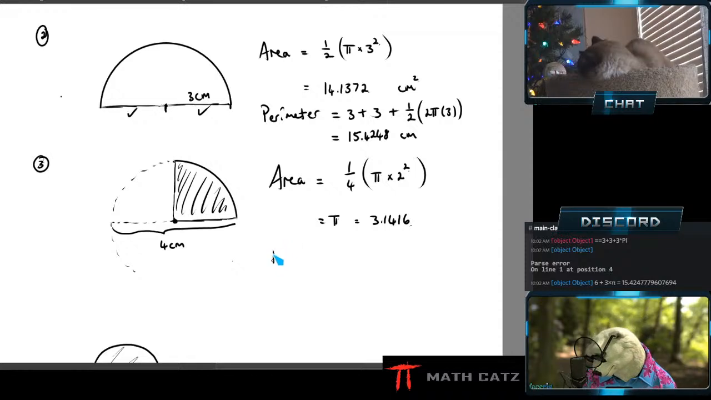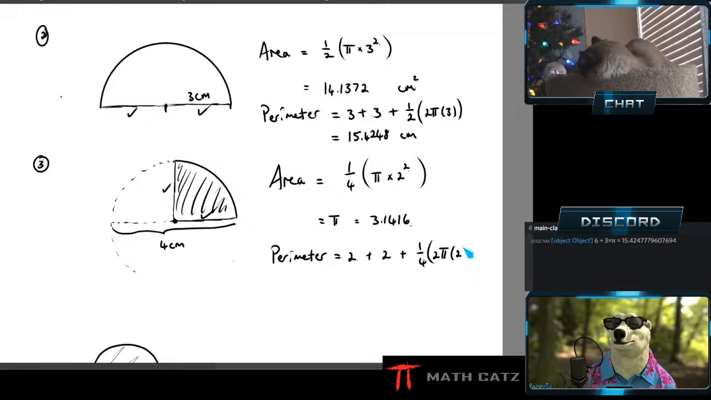And the last one, we have 2, this vertical side, that's also 2, and then a quarter of the circle all the way around, 2 pi r. Radius just happens to be 2 as well. We actually don't need a calculator, but I will just show it in the chat. 2 plus 2 plus, see the 1 over 4, and there's a 4 inside the bracket, so it's just pi.